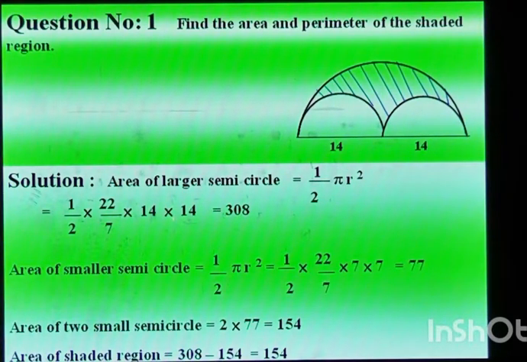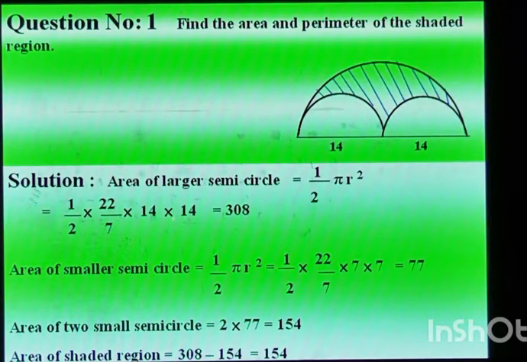Area of 2 small circles is equal to 2 times 77, because one small circle has area equal to 77. We will multiply it by 77 to get the area of 2 semicircles, and then the area of the shaded region would be equal to... The focus in this question was to find the area of the shaded region.